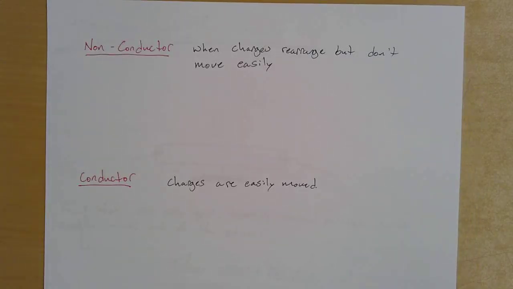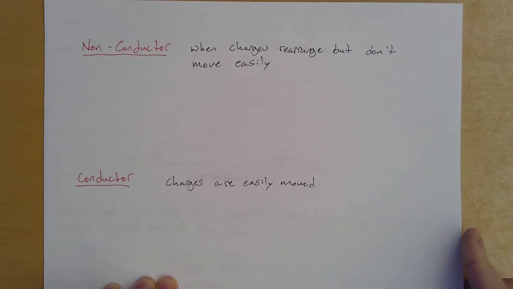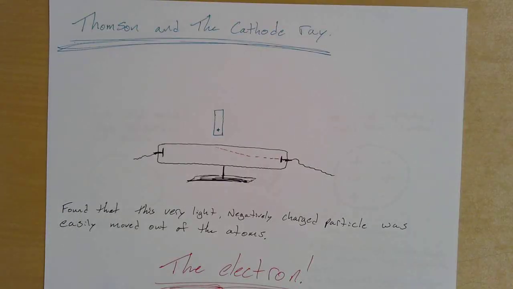Well, to understand this, we have to start talking about what a conductor is. A non-conductor is when charges rearrange, but they don't really move very easily. That's my paper. And then a conductor, well, that's where the charges move very easily. So I'm able to pass those things along a lot better, those negatively charged things. Which brings us to this idea of Thomson.